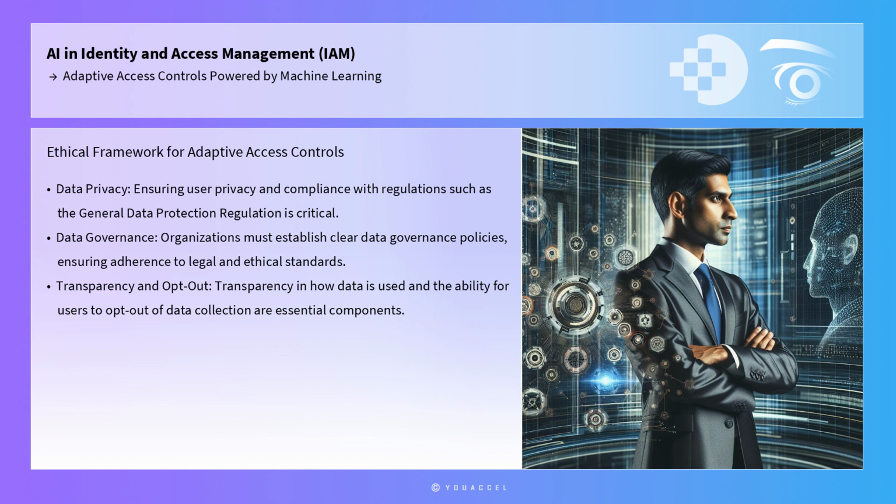Moreover, the implementation of adaptive access controls must be complemented by a strong ethical framework. As these systems rely heavily on data, ensuring user privacy and compliance with regulations, such as the General Data Protection Regulation, is critical. Organizations must establish clear data governance policies, ensuring that data collection, processing, and storage practices adhere to legal and ethical standards. Transparency in how data is used and the ability for users to opt out of data collection are essential components of a responsible adaptive access control strategy.